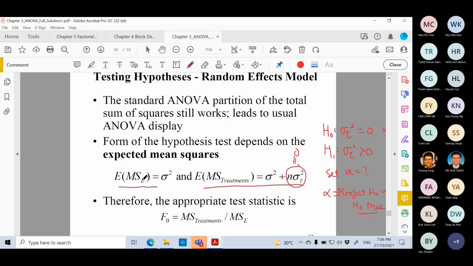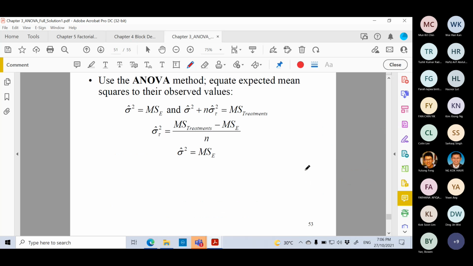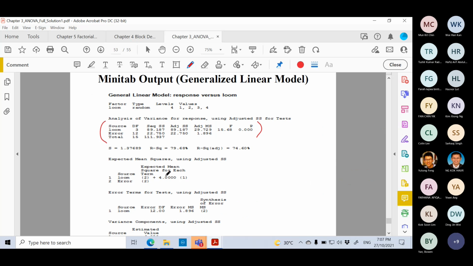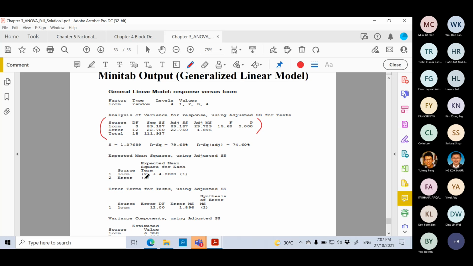The expected MSE is sigma square. The expected MS treatment is sigma square plus n times sigma tau square. In the Minitab software, they will also produce this for you. The 2 here stands for the variance for the MSE.